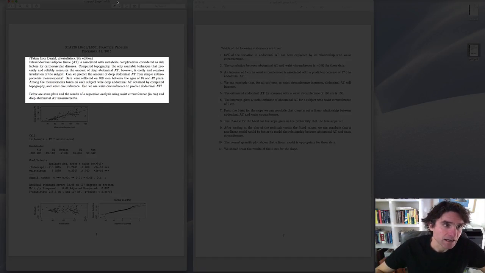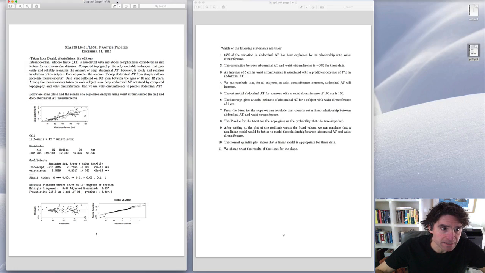This is a question about intra-abdominal adipose tissue. Is it associated with metabolic complications considered as risk factors for cardiovascular diseases? Essentially what the study is about is that we want to know, can we predict deep abdominal AT based on waist circumference? So the outcome variable here is deep abdominal AT, that's the dependent variable, and the independent variable is waist circumference. A regression was run, you can see on your screen.